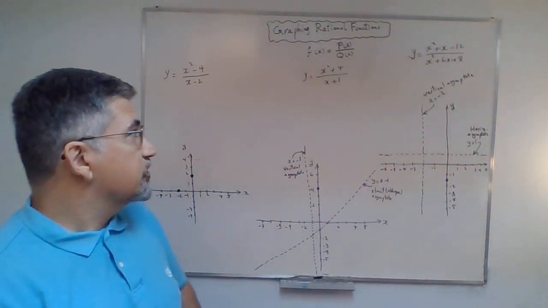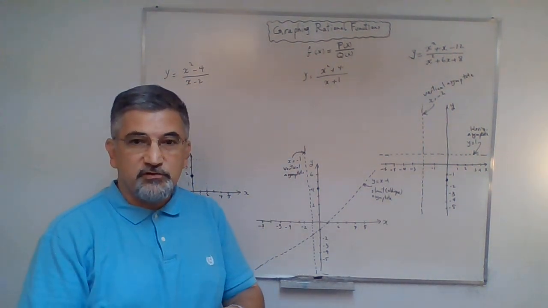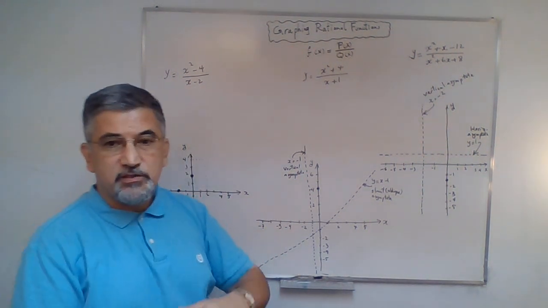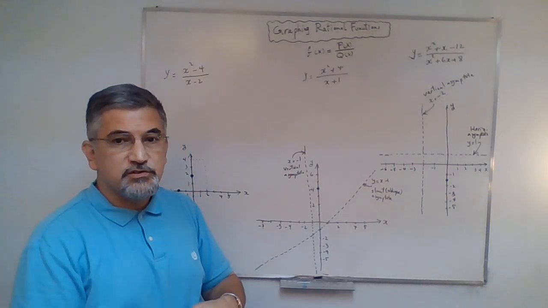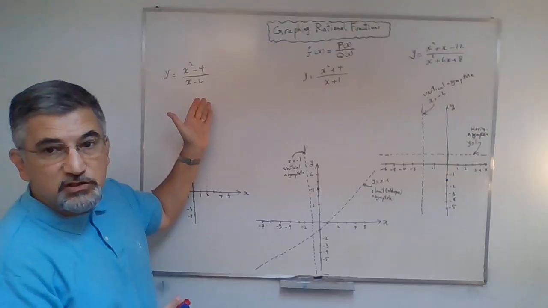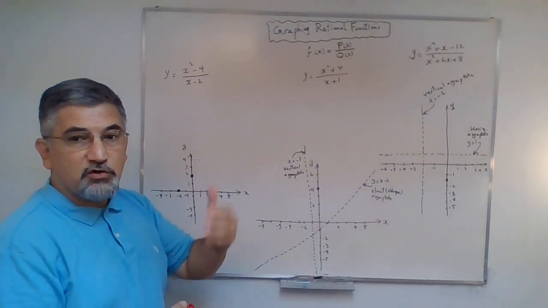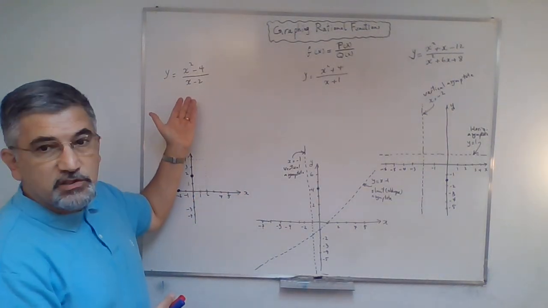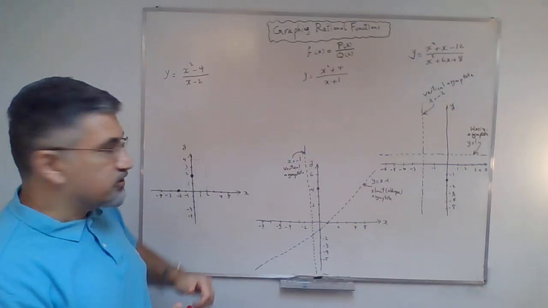Welcome to another lecture on the topic of graphing rational functions. We want to examine the graphs of three rational functions. The first one is y equals x squared minus 4 over x minus 2. The numerator is a quadratic function. The denominator is a linear function.